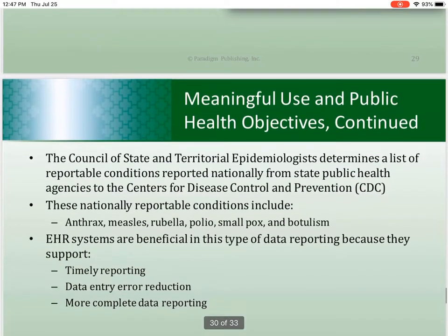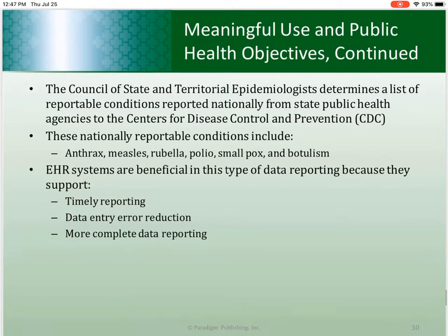Second, lab results. There are certain lab results that are required to be reported. Reportable laboratory results for meaningful use is the electronic transfer of data from laboratories to PHAs. Reporting on conditions of concern to public health is a cornerstone of public health surveillance and includes the reporting of laboratory results that may indicate a notifiable condition.